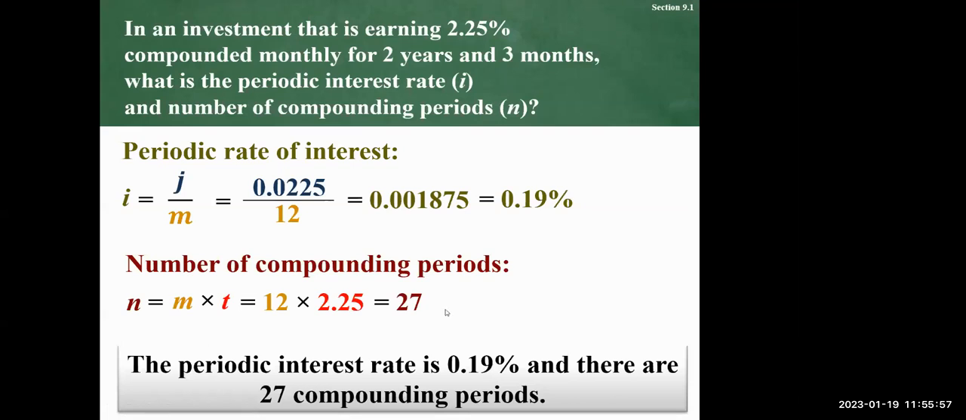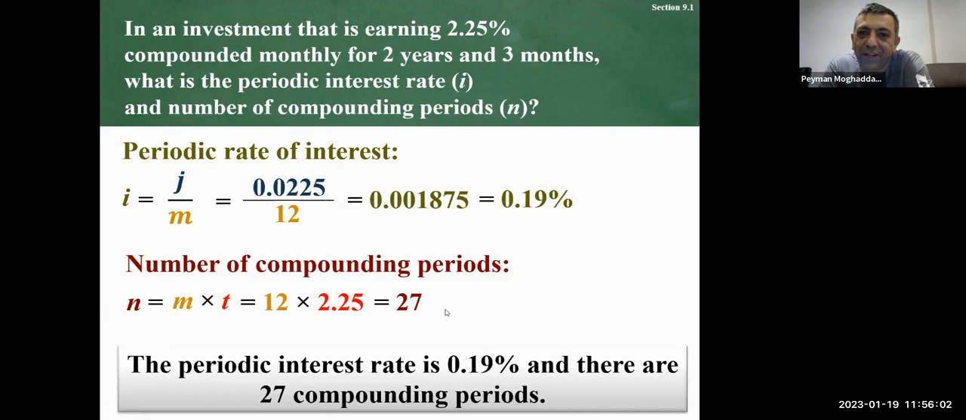Why did we divide by 12? Okay, the reason is that this is the nominal interest rate, right? From the nominal interest rate, you need to find the periodic interest rate. The question asks for the periodic interest rate, which, based on the equation, is the nominal interest rate divided by the compounding frequency. What's the compounding frequency? It's 2.25% compounded monthly, so the frequency is going to be 12, right? 12 months in a year.